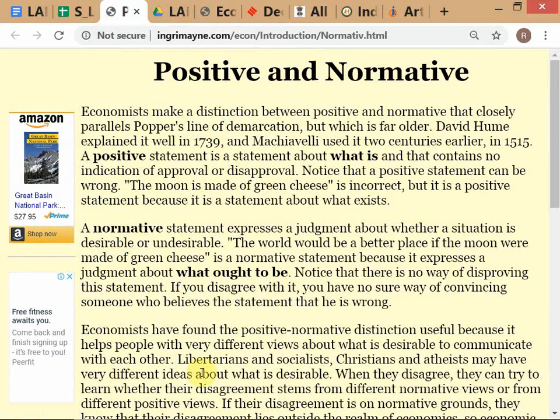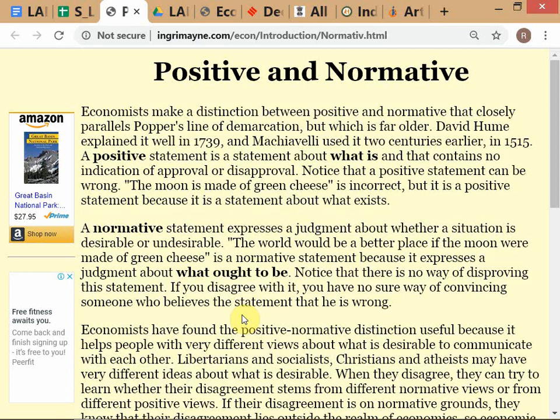Yeah, positive and normative, you can read it. Essentially, normative talks about what ought to be, what should be. So if I say that the constitution should not be so easy to amend, I'm criticizing the current amendment procedure. Is that a normative or positive statement? Normative, because I'm saying that it should not be so easy. Is this clear? All right.